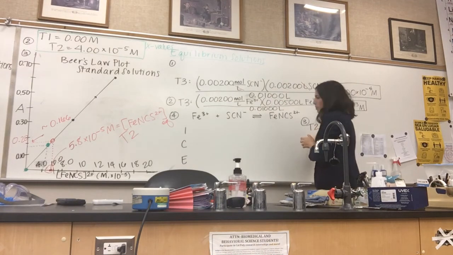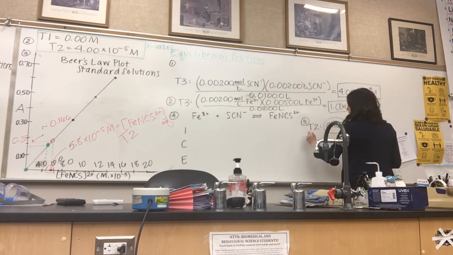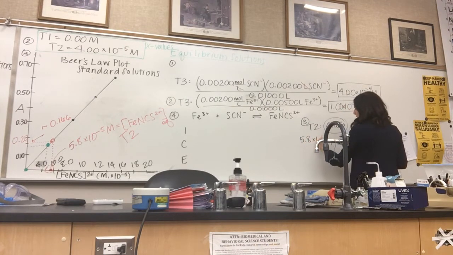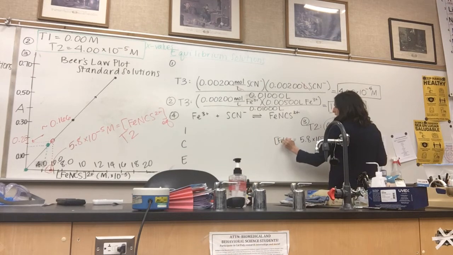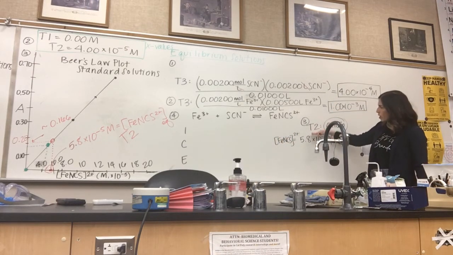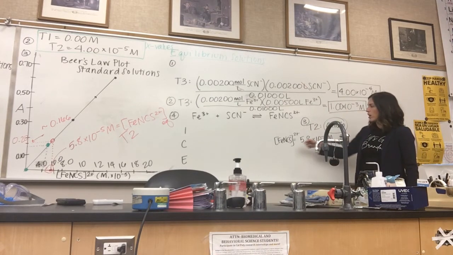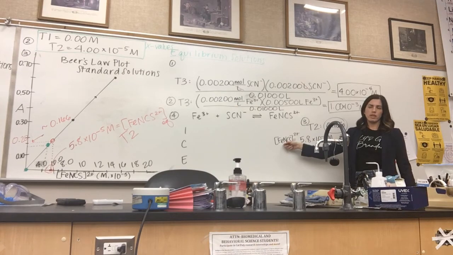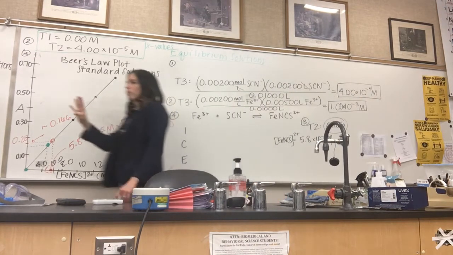Okay, so let's say for my trial 2 or my second solution, I said that I got a concentration of 5.8 times 10 to the negative 5, and that is my FeNCS2+. So all the numbers that you get for number 3 are the concentration of your product for different trials. Okay, so number 4, this is where we're applying the ICE table.